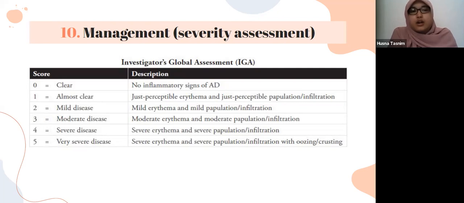It has a score of 0 to 5, where 0 is no inflammatory signs of atopic dermatitis. 1 is just perceptible erythema and just perceptible papulation. Score 2 is mild, and then 3 is moderate. 4 is severe and 5 is very severe erythema and severe papulation with oozing and crusting. So remember that the severity assessment should be included in our management.